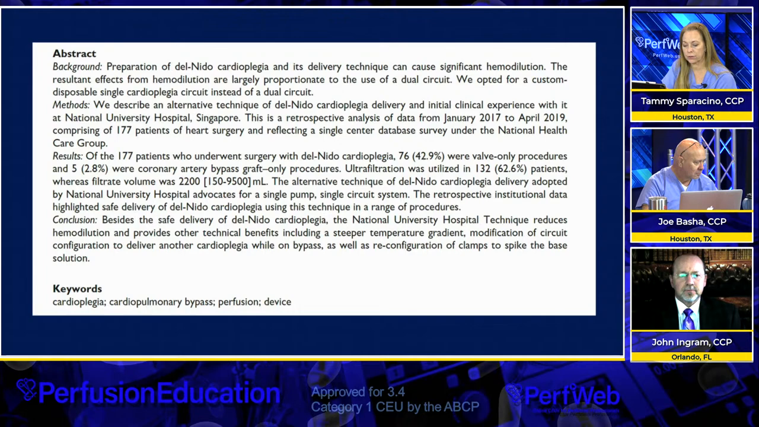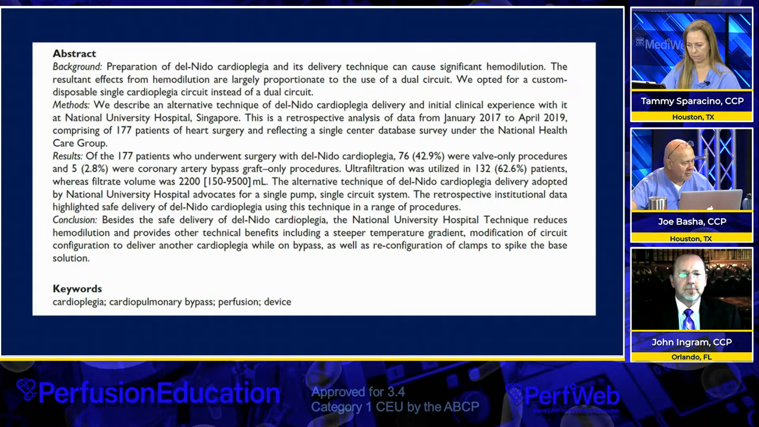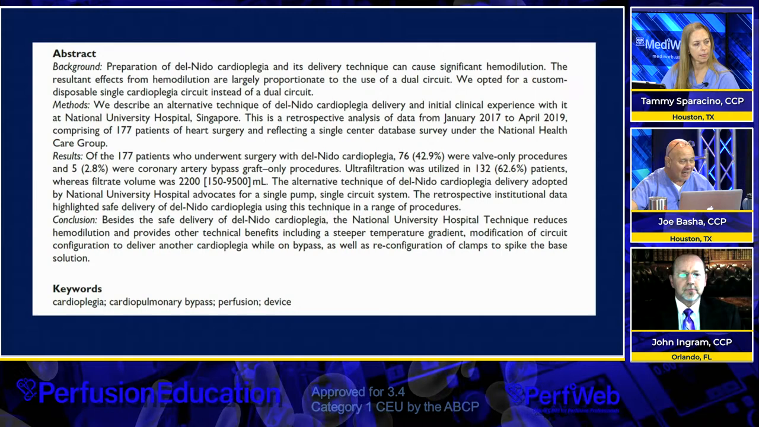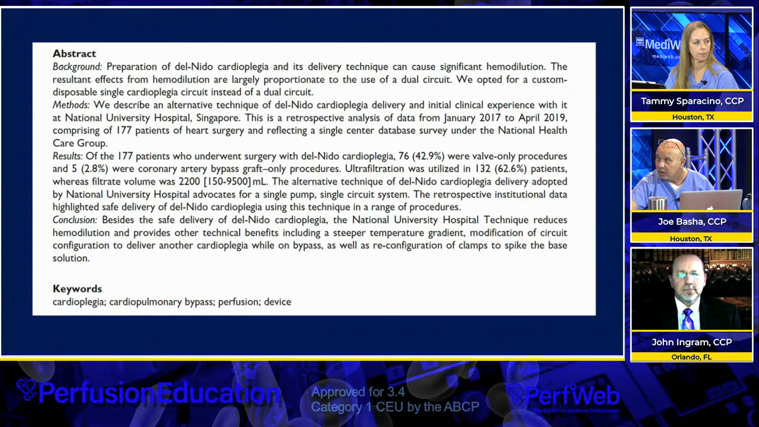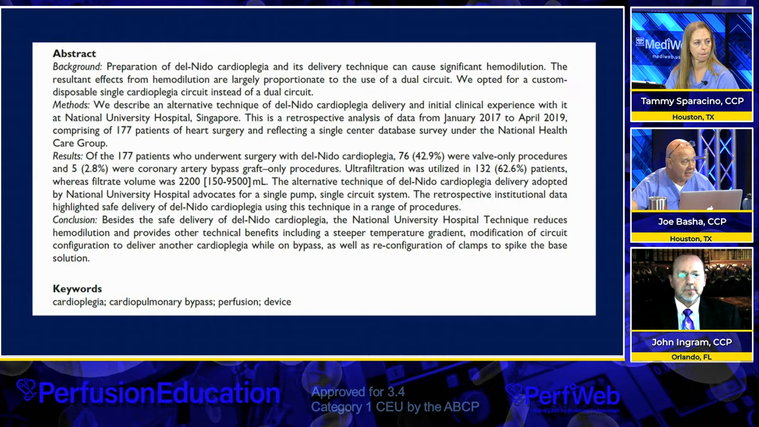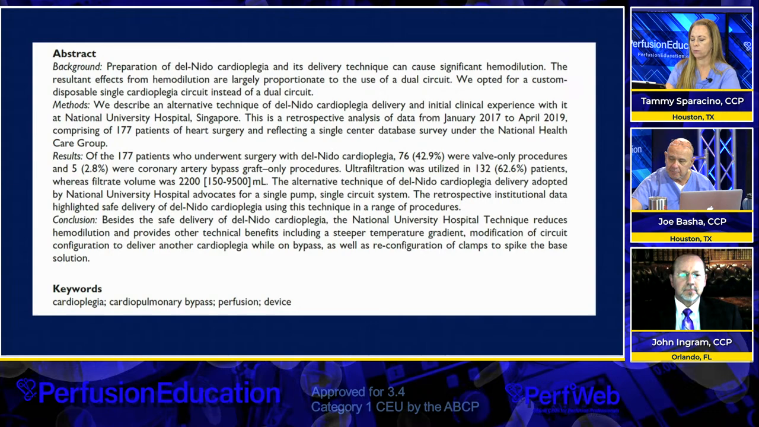Could you go back to that one second? Absolutely. Very interesting, though, their range of ultrafiltration. Their mean was 2,200, but they were 150 cc's all the way up to 9,500 cc's. I want to know why you would have 9,500 unless the patient was that fluid overloaded, or you're doing Z-buff or something else. So I did find it interesting that that range was so wide, 150 to 9,500. Yes, and I'll talk a little bit about that. I'll read you some excerpts from the article on hemodilution as we go.